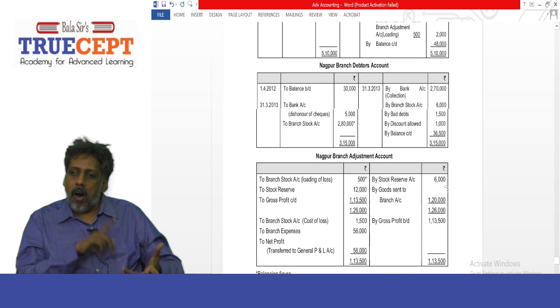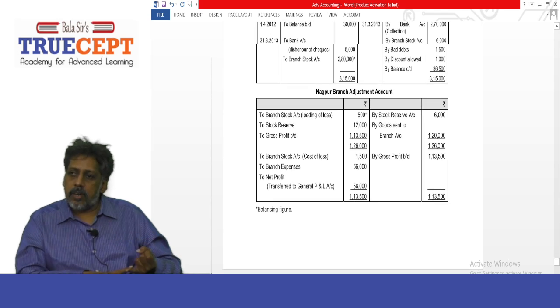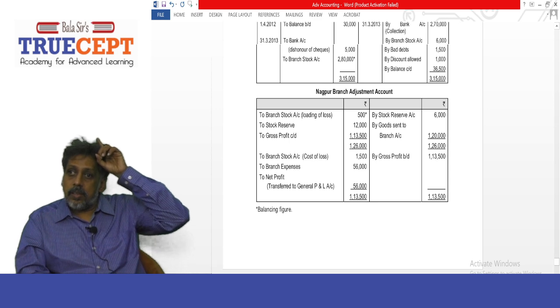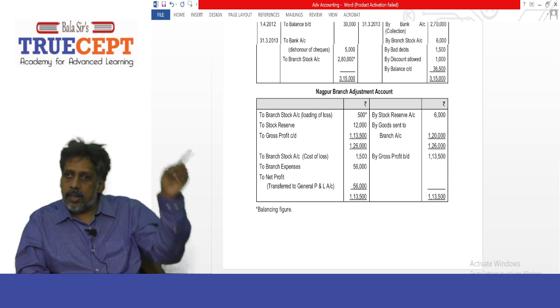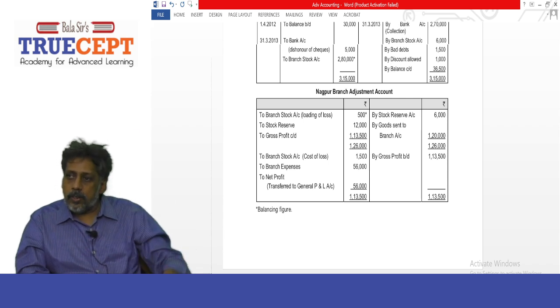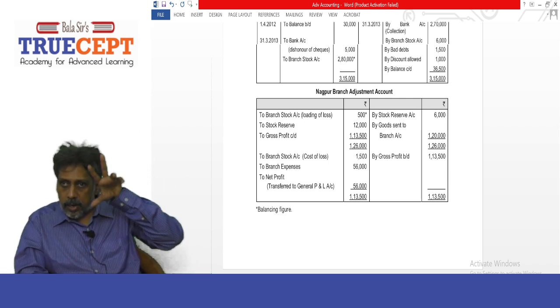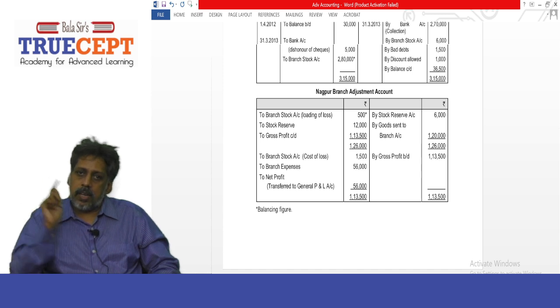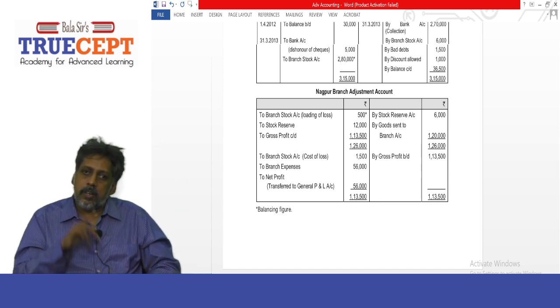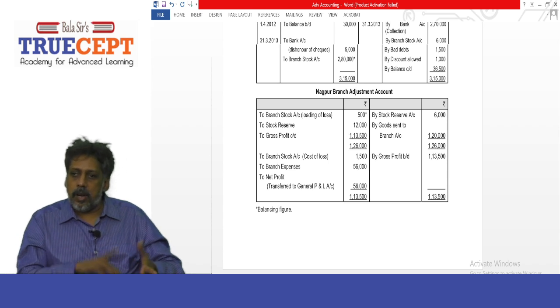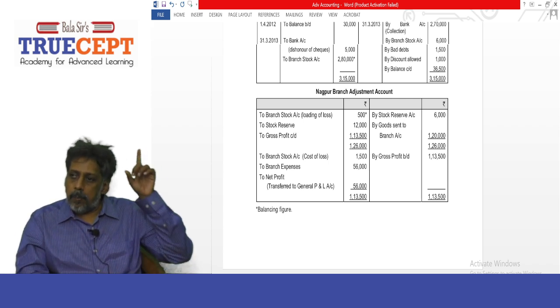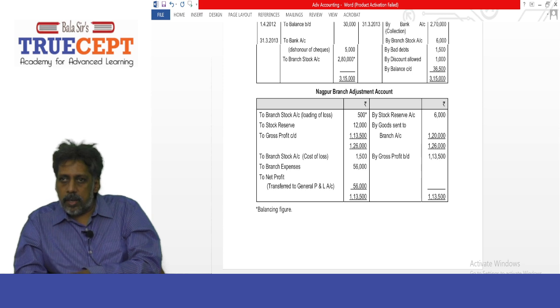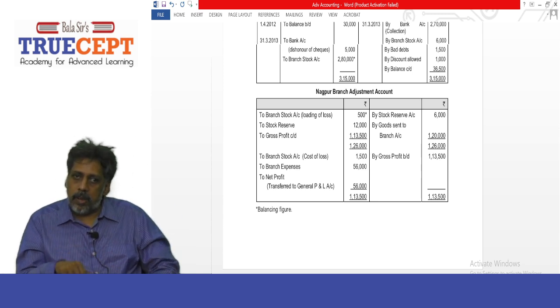On the credit side, buy stock reserve. That is the opening stock reserve, because these stocks would have been sold in the current year, which means the profit would have been realized. That's why it is on the credit side. Stock reserve, 24,000 into 1 by 4, how much? 6,000. And then goods sent to branch loading, 4,80,000 into 1 by 4, how much?